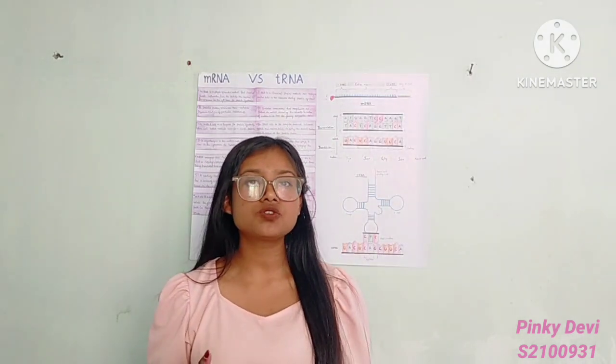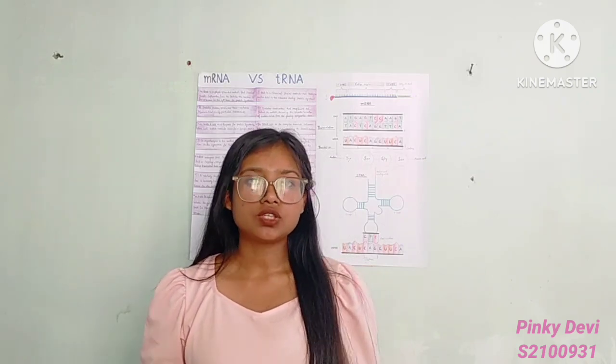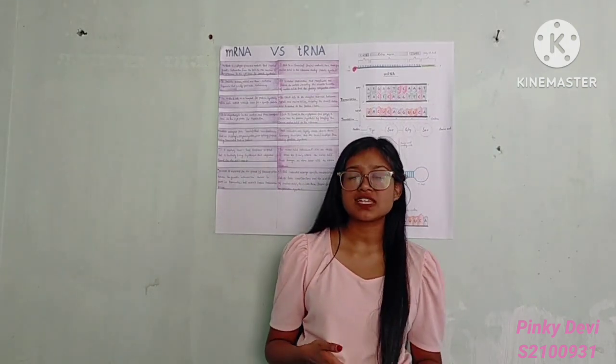So now we'll talk about tRNA. Transfer ribonucleic acid is a type of RNA which helps to decode an mRNA, that is messenger RNA molecule, into a protein. tRNA functions at a specific site of the ribosome during translation, which is a process that synthesizes a protein from an mRNA molecule.